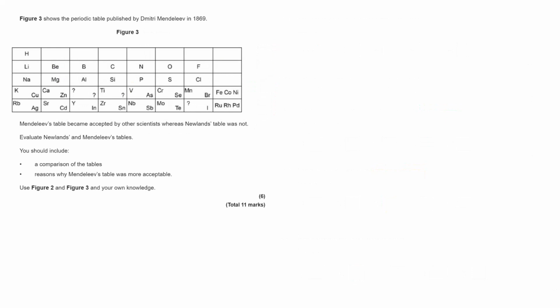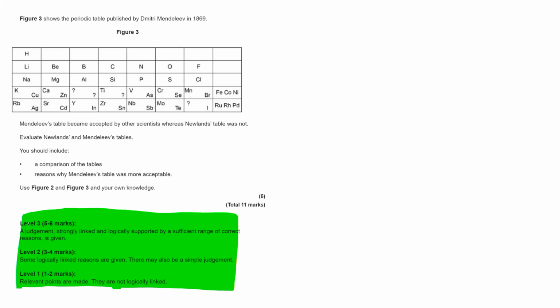Okay, so I am going to show you how we actually assign the marks, first of all, in terms of levels. So you can see here for a level 3, 5 or 6 marks, you have a judgment, it's strongly linked, and it's logically supported by a sufficient range of correct reasons. To get a level 2, you might have some logical linking, and there might be a simple judgment. And in level 1, you might have a logical link, but you've made some relevant points. So with that in mind, what sort of things are we looking at?